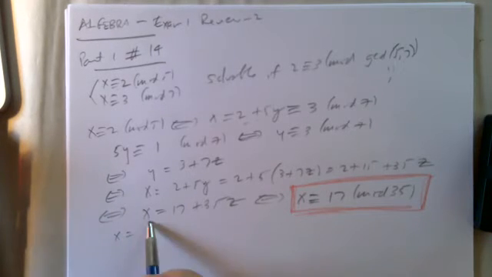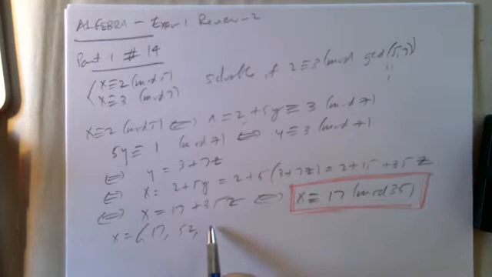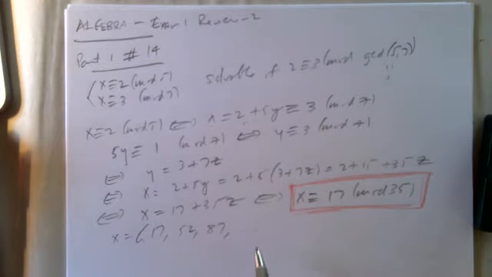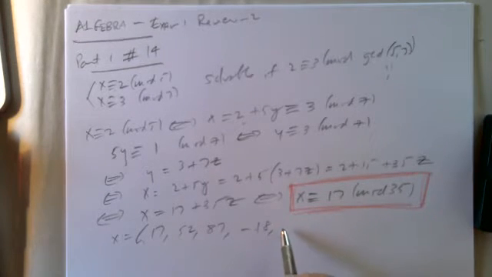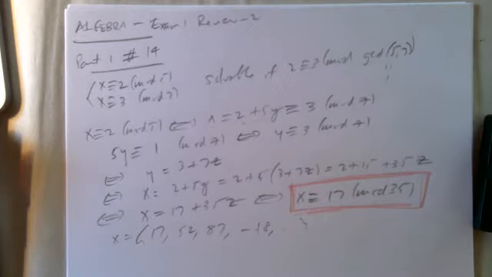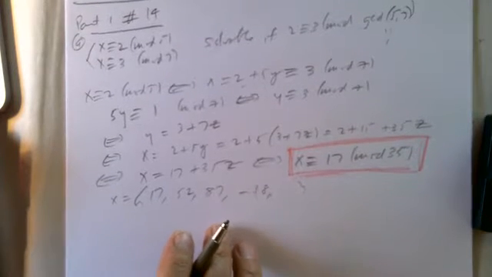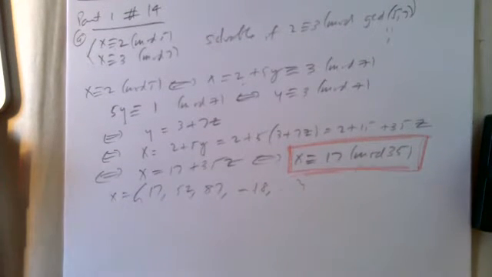So x is one of the numbers 17, 17 plus 35 is 52, 87, minus 18, and so on. There are infinitely many numbers, but they all satisfy this congruence. Okay. So that's part A. Oh, this is the final solution, right? This is the solution. Okay.